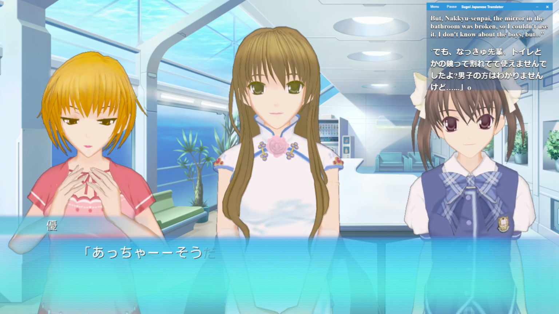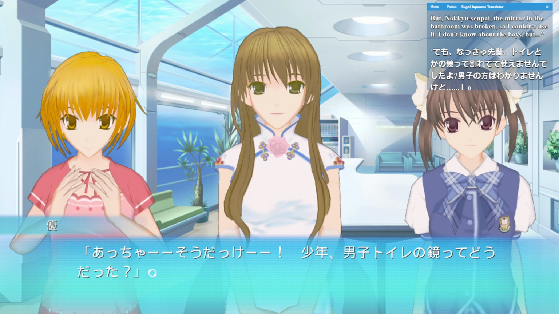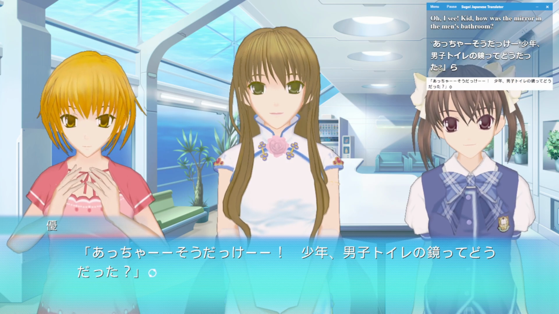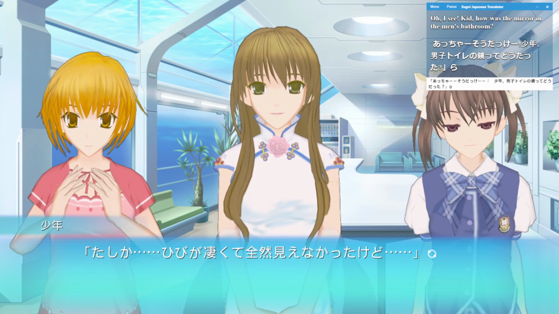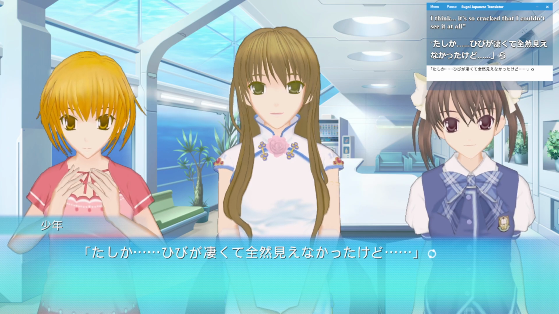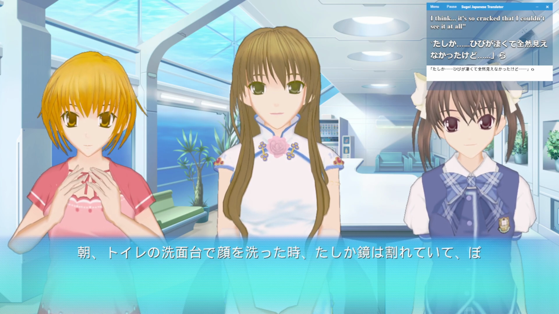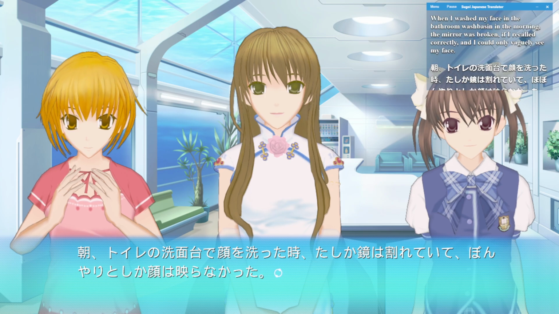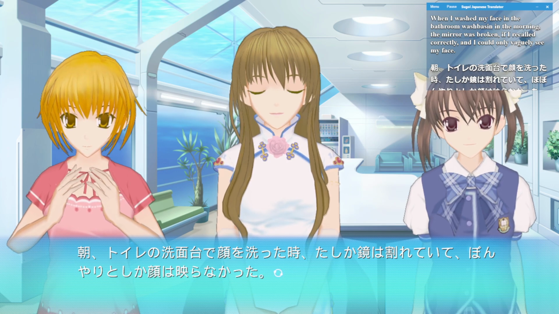Oh no, was it? Kid, how was the mirror in the men's bathroom? The women's bathroom doesn't need to be broken, though. That's funny. He says it was broken too, right? Because the kid wouldn't be able to see his reflection. Or he just didn't look at it. I think it's so cracked that I couldn't see anything in it at all. When I washed my face in the bathroom wash basin in the morning, the mirror was broken, if I recall correctly, and I could only vaguely see my face.